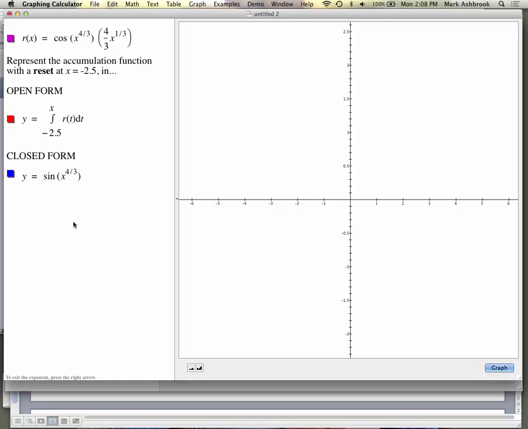Am I going to graph this? What am I going to graph? Minus sine of negative 2.5 to the... Two ways I can check it. I can take the derivative of sine to the 4/3. I ought to get my rate function if it's right. Or I can just graph it against the open form. Open form is a trusted form. So we know that this is the right antiderivative accumulation function with a reset at negative 2.5.